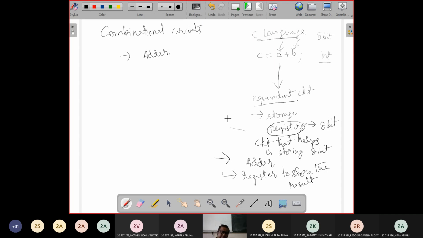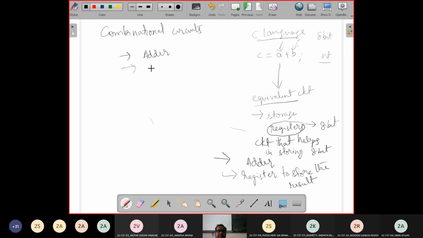As I said, in order to perform this operation, I require an adder. An adder is an example of a combinational circuit. You can construct an adder using logic gates. How do you do that? We'll try to understand in the course of the discussion. Okay. Similarly, I can have one more.